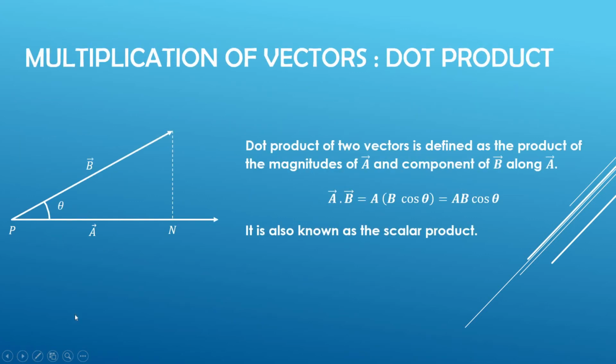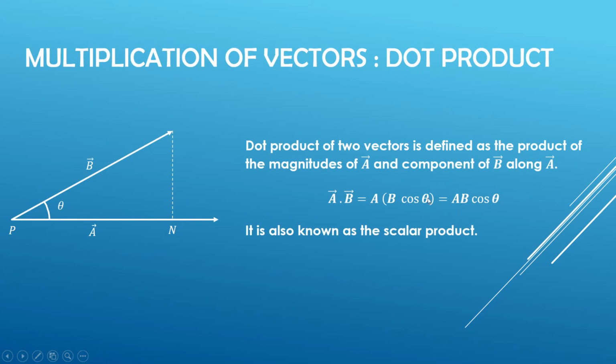Now we have completed the addition theorems that the vectors follow. Let us consider the multiplication of vectors. The first multiplication law that a vector follows is known as the dot product of vectors. What is a dot product? If we have two vectors, A vector and B vector, and B vector is making an angle theta with A vector, then the dot product, represented by A vector dot B vector, is written as AB cos theta.